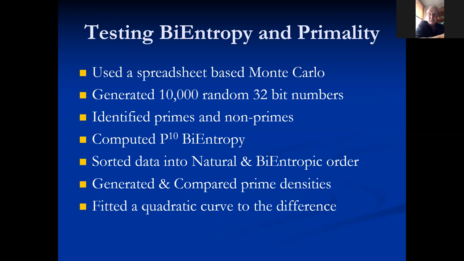I was able to sort those 10,000 numbers into two different orders. The first was the natural order, where the numbers are in the natural sequence, n plus 1, n plus 2, n plus 3. And the other order, which is the bioentropic order, is where I reorder those 32-bit numbers into the bioentropic order. And then I plotted the prime densities for those two differing sort orders, and I fitted a quadratic curve to the difference. So we now see those results on the next slide, please.